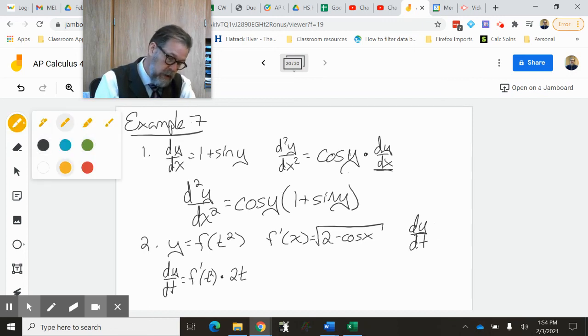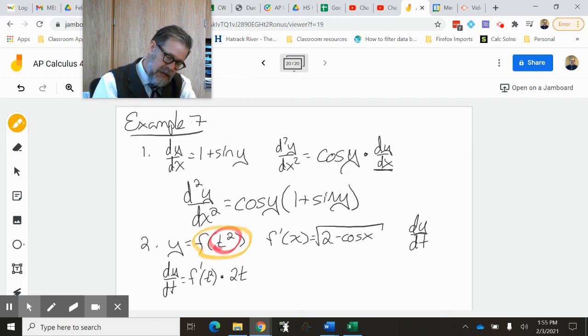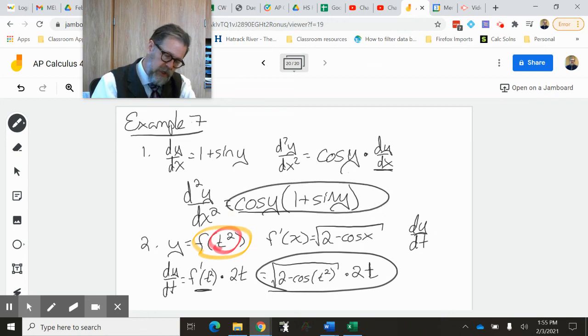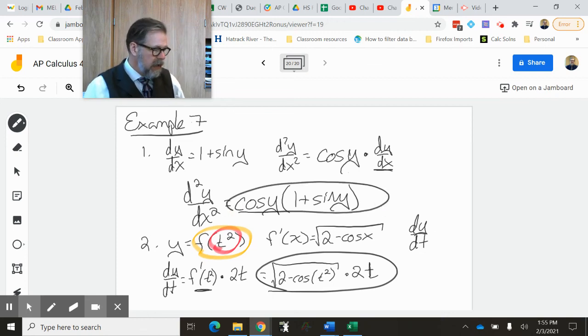inner and outer. Oops, I'm using the wrong colors there. Just trying to be consistent is all. And so then we need to rewrite this as well. F prime of t squared is the square root of 2 minus cosine of t squared. So now notice that we're not writing it in terms of the derivative, we're writing it in terms of the function, just like we did up here.